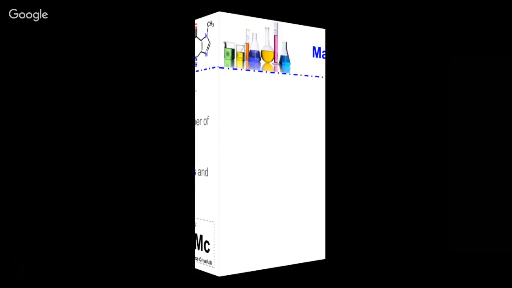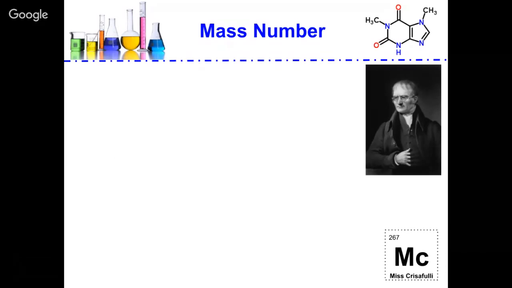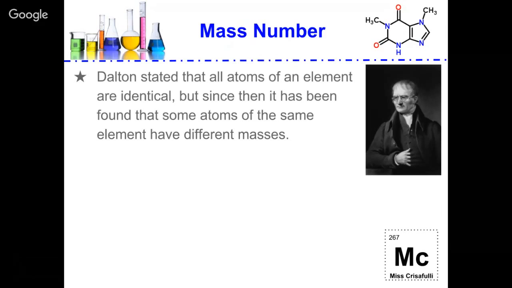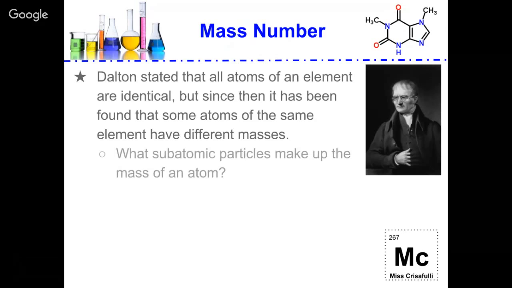Now, if we look at a different number that we can determine off the periodic table, we can look at the mass number. Dalton stated that all atoms of an element are identical, but since then it has been found that some atoms in the same element have different masses. So what particles make up the mass of an atom? Well, that would be the protons and the neutrons.